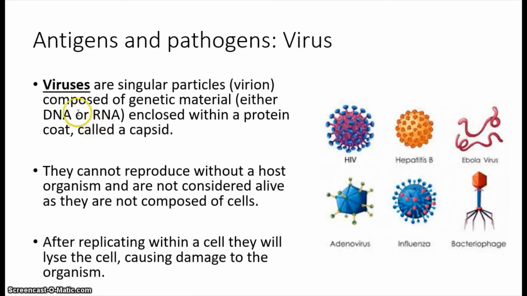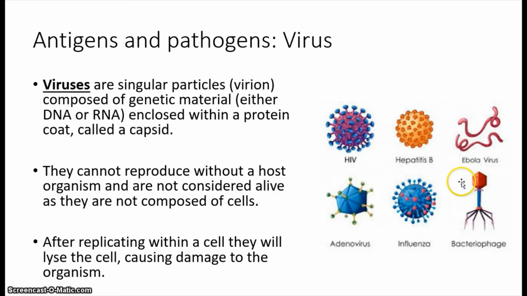Our next group of pathogens are our viruses, and these are singular particles composed of genetic material, either DNA or RNA, enclosed within a group of proteins, and these proteins usually form a coat called a capsid. The capsid usually represents a recognized antigen that our immune system recognizes as being a virus. Singular virus particles are usually called virions, and you can see here some visual examples of what different viruses look like: HIV, hepatitis B, Ebola, adenovirus, influenza, and bacteriophage.